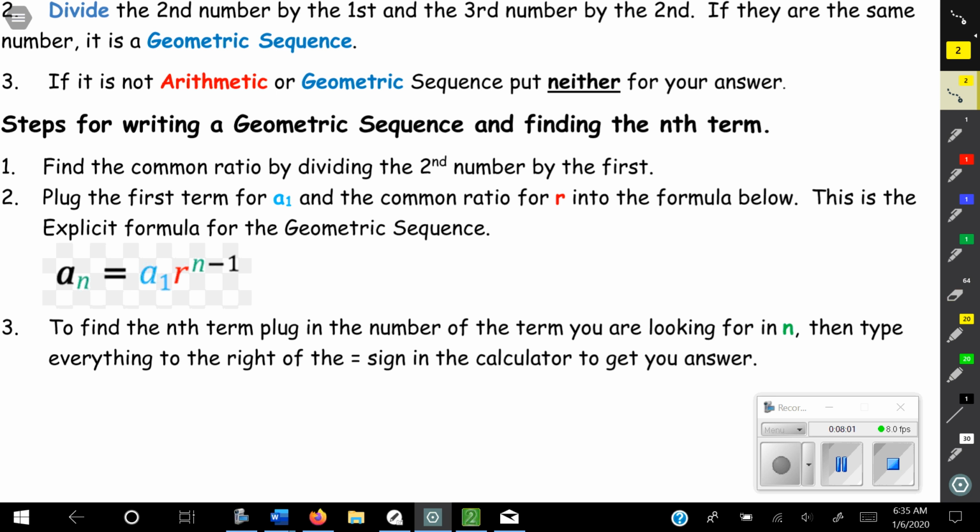So what we're gonna do is take everything we need, the a sub 1, the r, the n. First we're gonna find them, then we're gonna plug them in, and then we're gonna type it in the calculator. So let me show you.